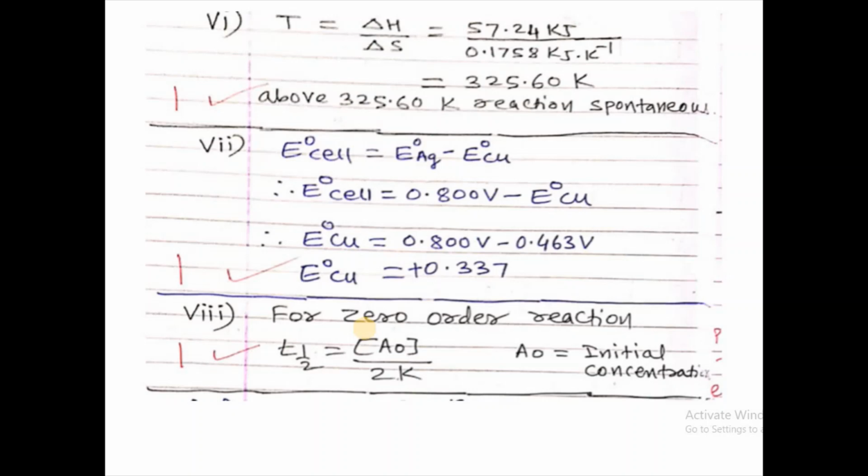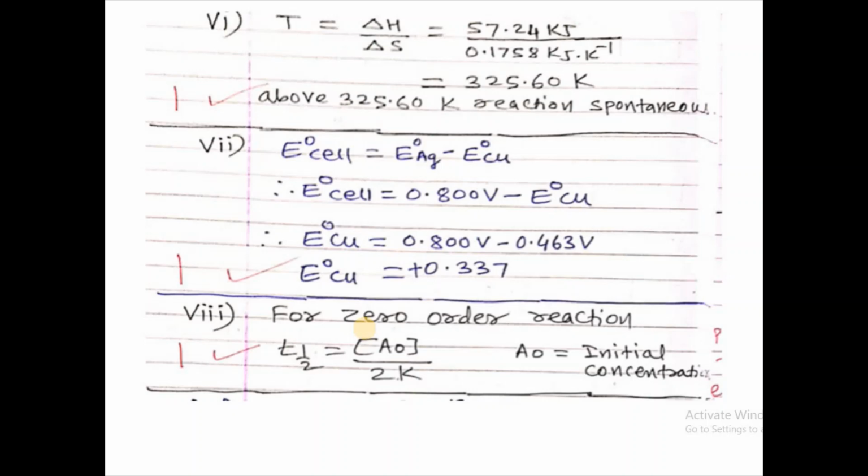325.60 Kelvin. But remember, at this temperature the reaction will be at equilibrium. Hence above this temperature the reaction becomes spontaneous. Hence we have to write above 325.60 Kelvin reaction becomes spontaneous. It is not necessary to write the calculation. You can write only the sentence above 325.60 Kelvin reaction becomes spontaneous. And then we'll move towards the next.